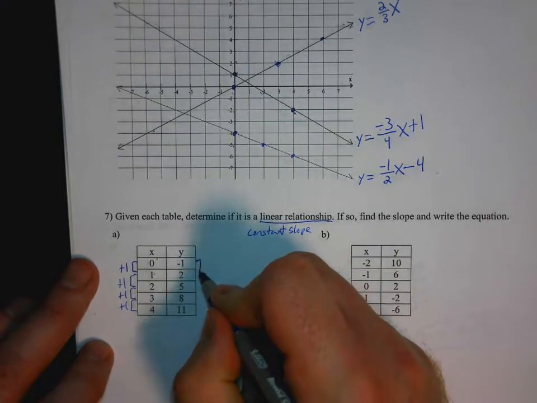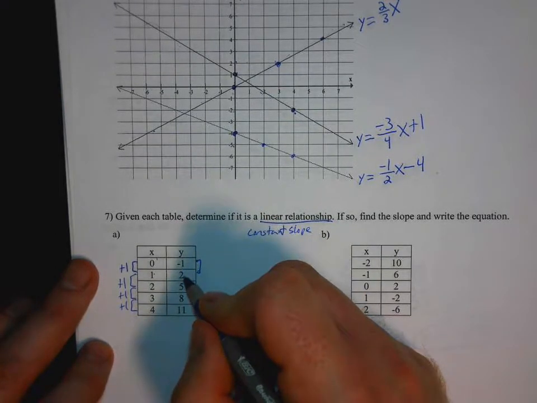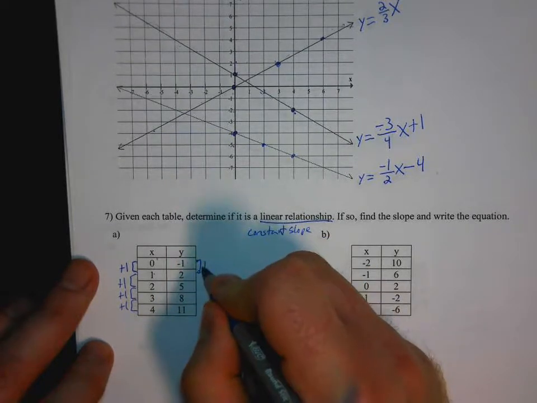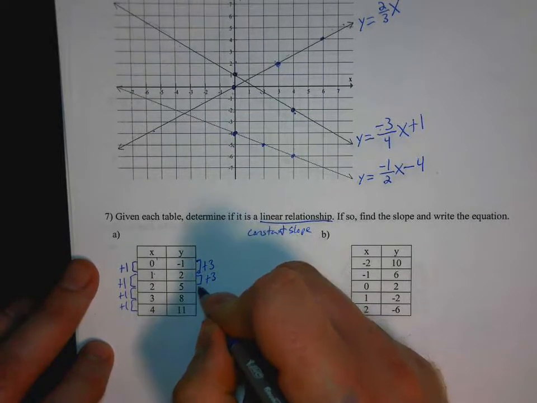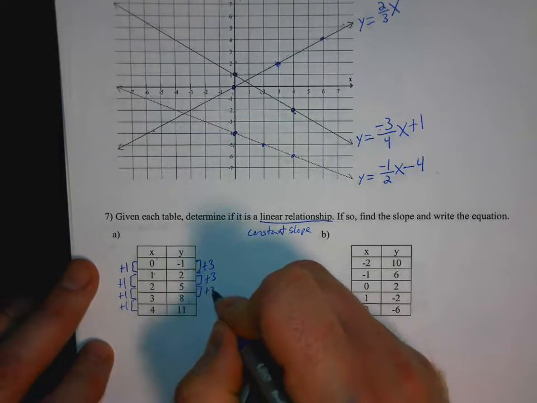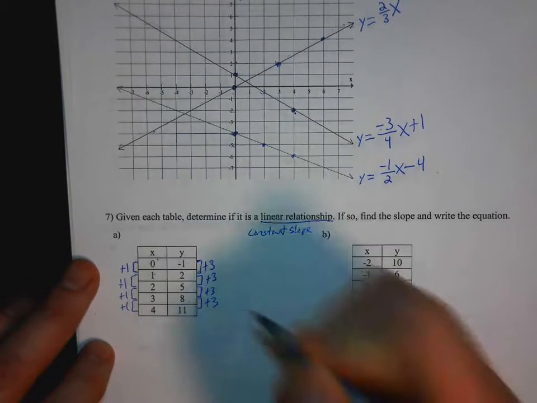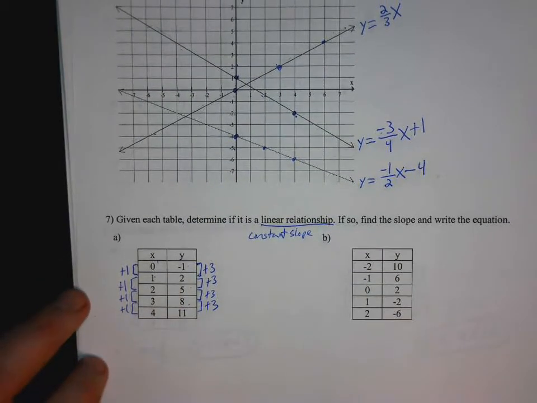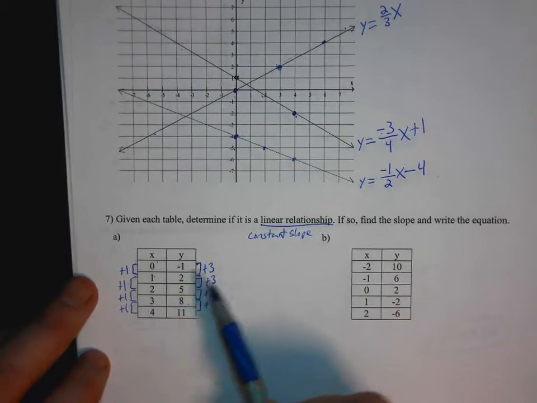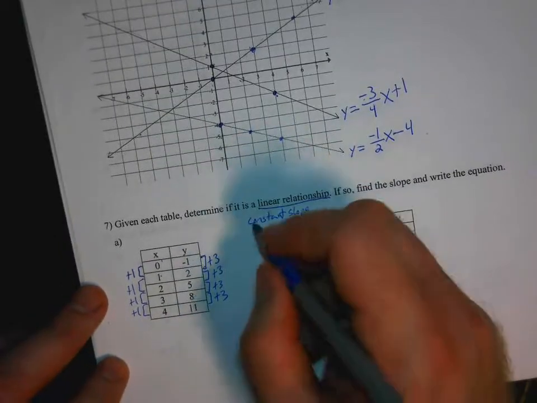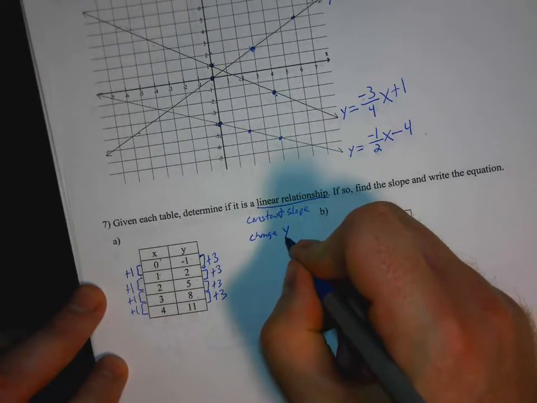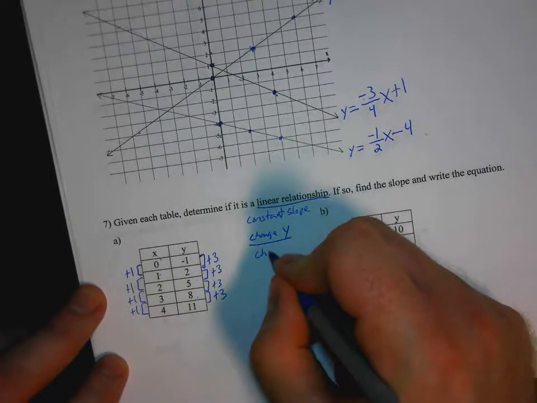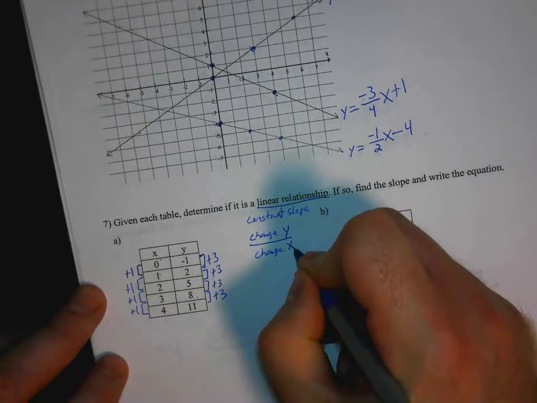And then what happens with the y values? Well, from negative 1 to 2, to get from a negative 1 to a positive 2, you have to add 3. To get from 2 to 5, you have to add 3. To get from 5 to 8, you have to add 3. From 8 to 11, you have to add 3. So what we see there is, when you're looking at slope, remember you're looking at the change of y over the change in x.